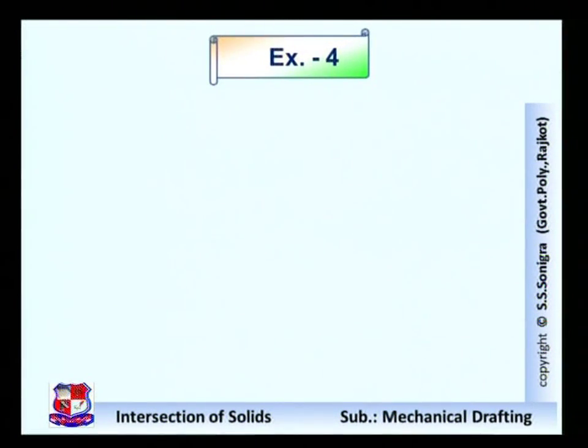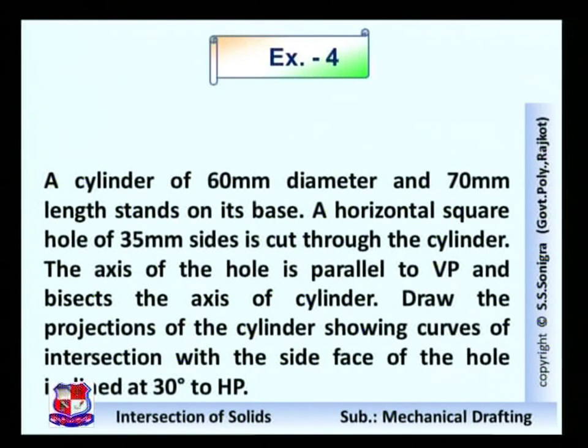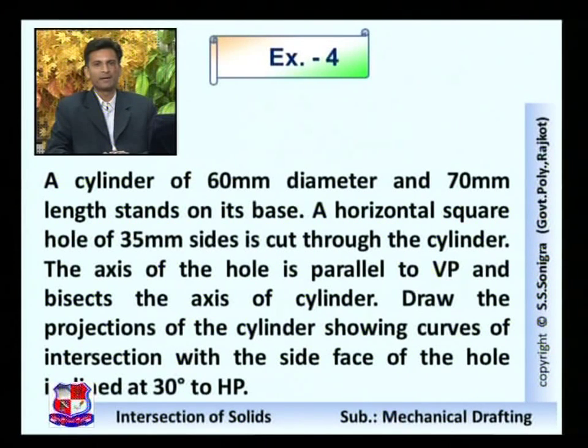Now problem number 4. The data is given like this. A cylinder of 60 mm diameter and 70 mm length stands on its base. A horizontal square hole of 35 mm sides is cut through the cylinder. Here a cylinder is standing on its circular face and a square hole is cut through the cylinder. The axis of the hole is parallel to VP and bisects the axis of the cylinder. Draw the projections of the cylinder showing curves of intersection with the side face of the hole inclined at 30 degrees to the horizontal plane.